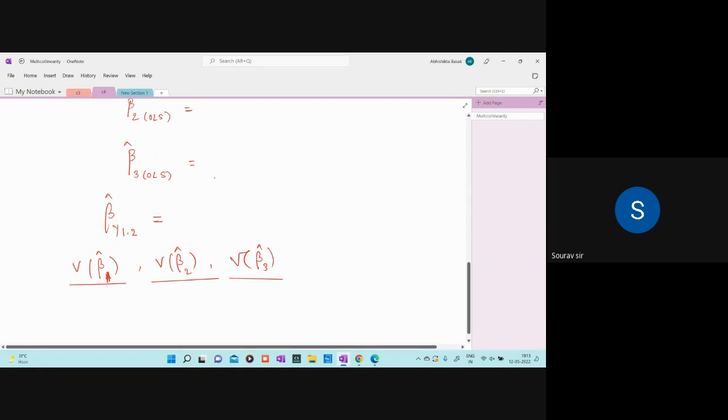And from here you can see that, as I told you, this will be in indeterminate form 0 by 0. So basically this is the problem, that this particular beta hat cannot be estimated.